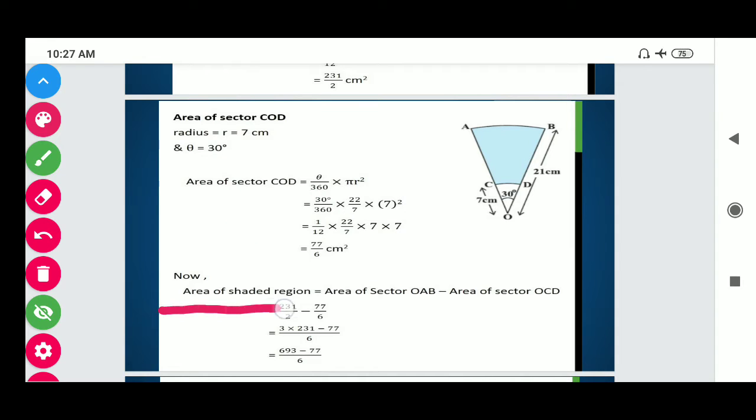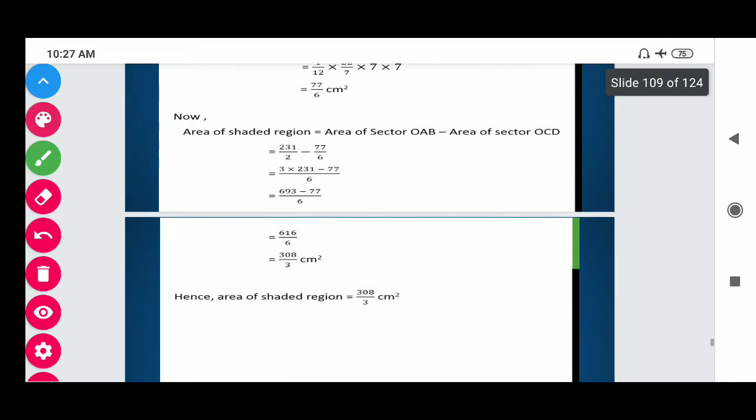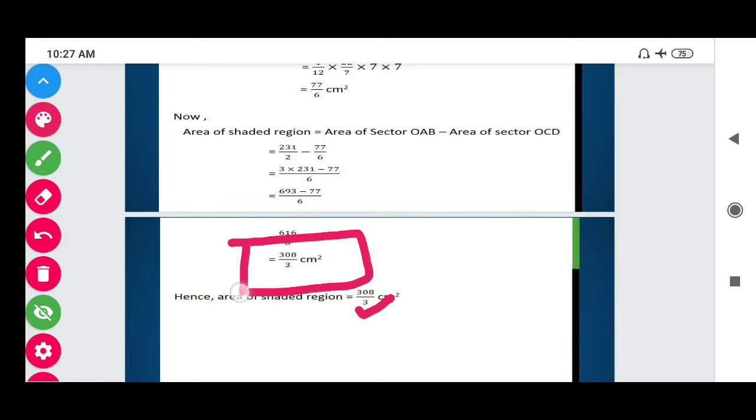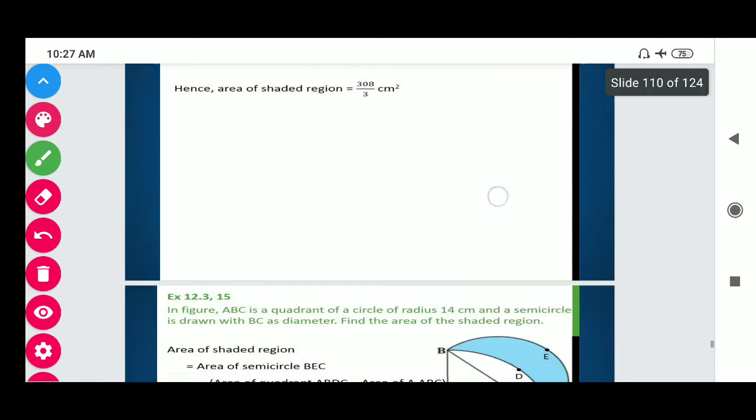Area of shaded region is equal to area of sector AOB minus area of sector COD. So here we get 231 over 2 minus 77 over 6. By taking the LCM and doing the subtraction, we get the answer 308 over 3 square centimeter. So this is the area of the shaded region.